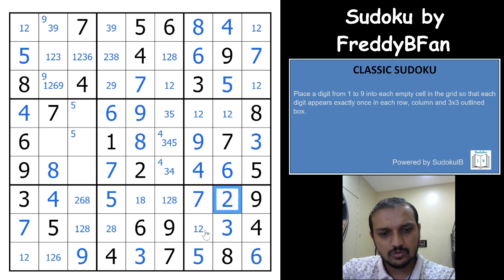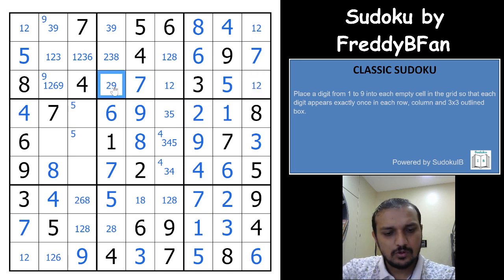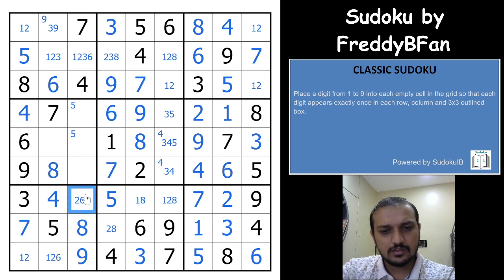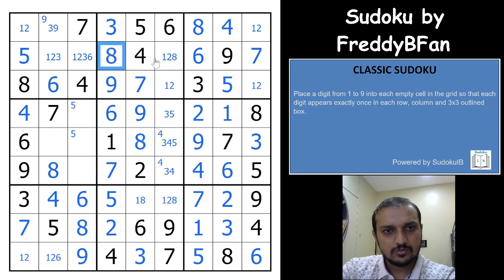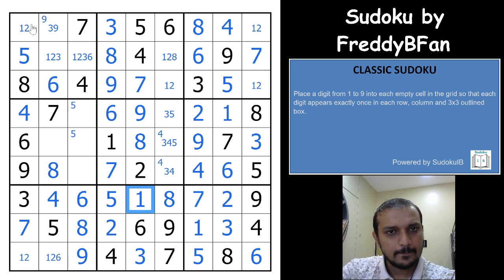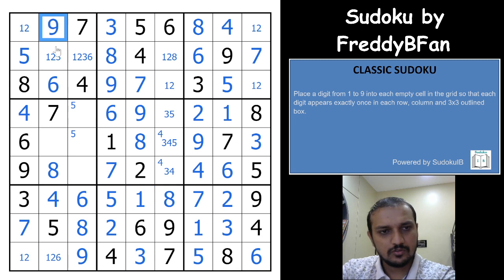1, 2, 1. Not 2, 1. So 1, 2, this has to be a 9. That has to be a 6. That gives you a 3 here. One, two, that has to be 8, 6, 2, 1 and 8, right? So 8, 1 and a 2, that gives you 8 and a 1. That gives you a 9 here.